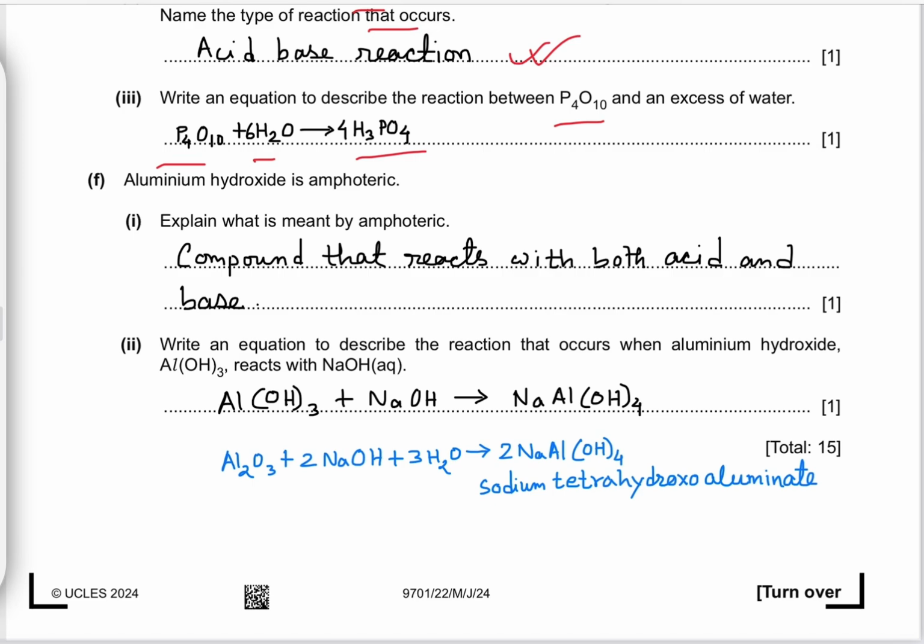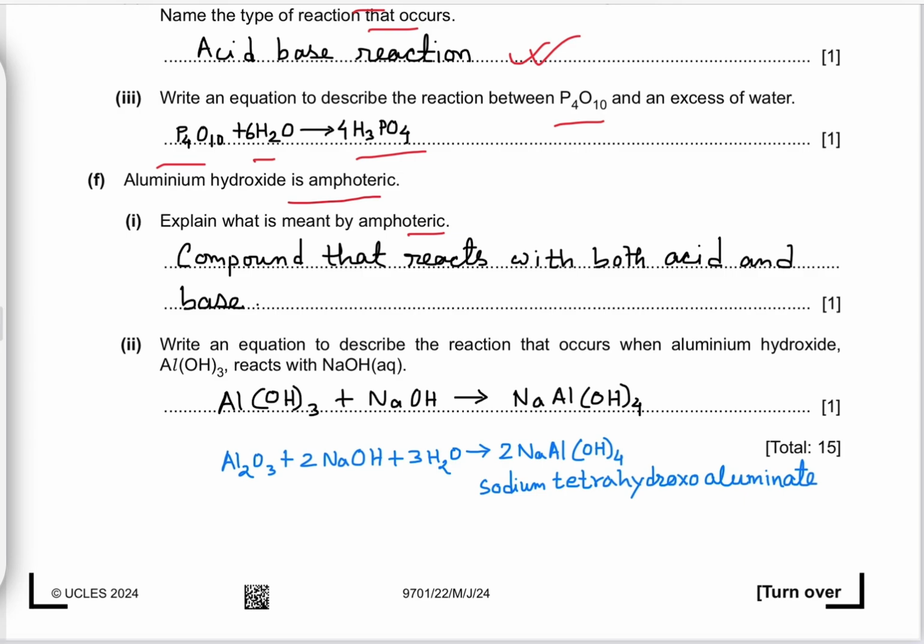F. Aluminium hydroxide is amphoteric. Explain what is meant by amphoteric. So till now we were dealing with oxides of metals and non-metals, but now they have given aluminium hydroxide. So what does amphoteric mean? A compound that reacts with both acid and base is called amphoteric.